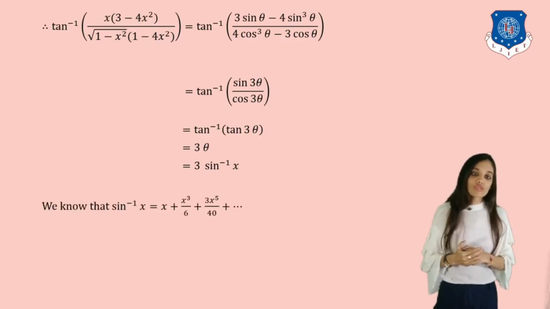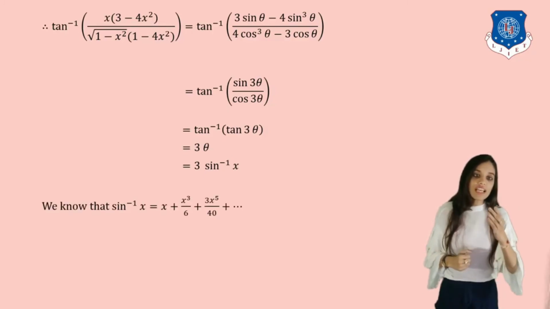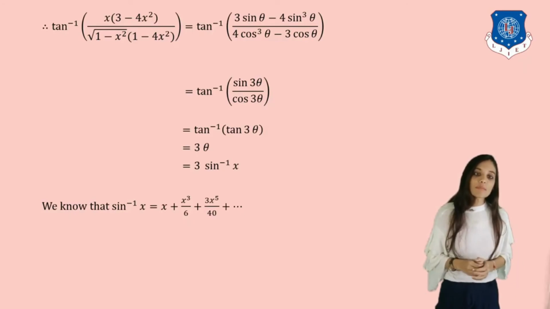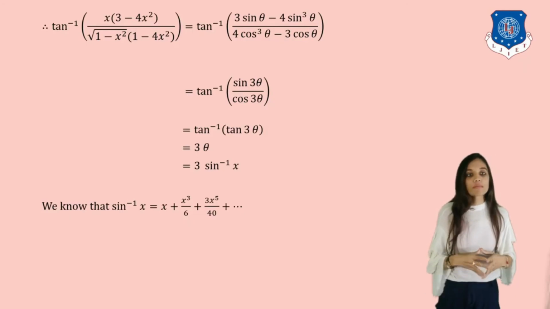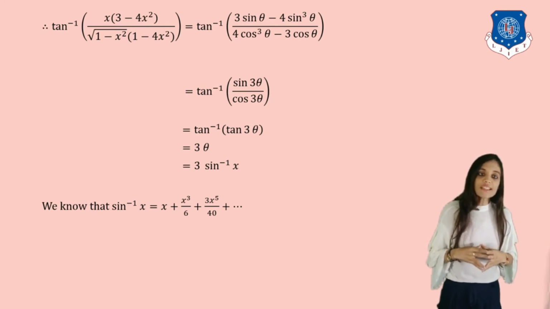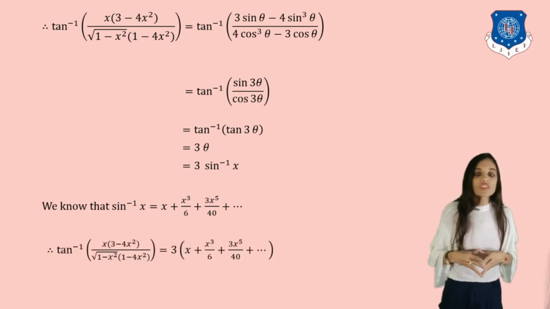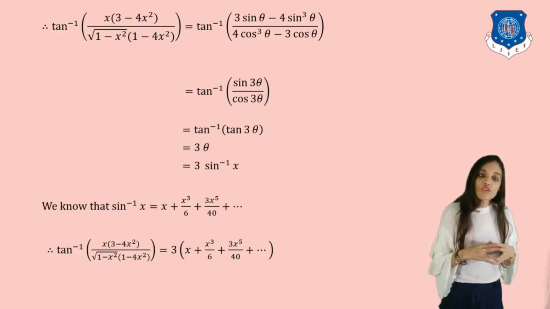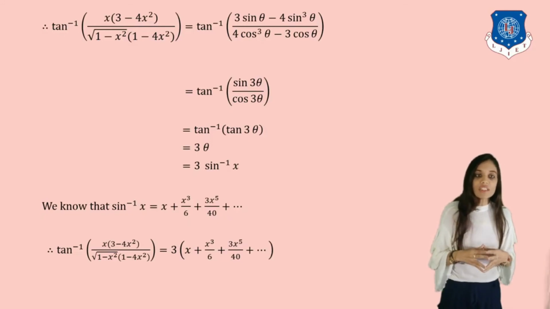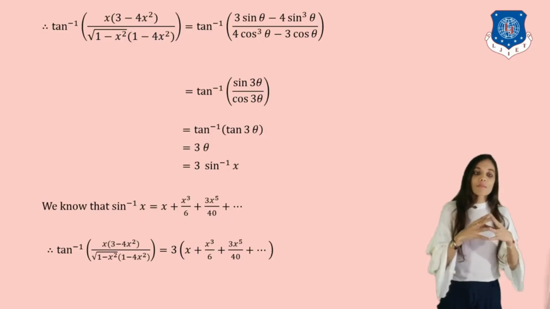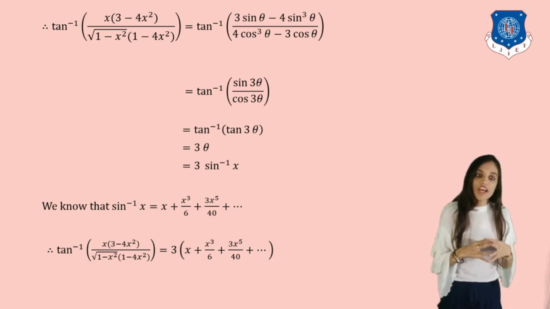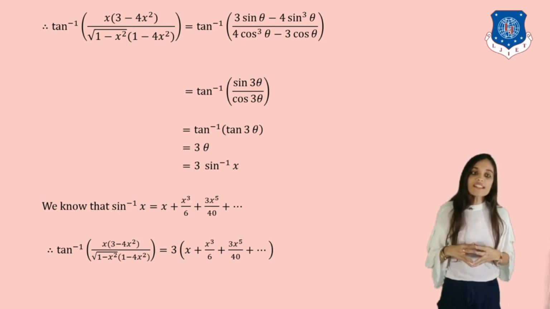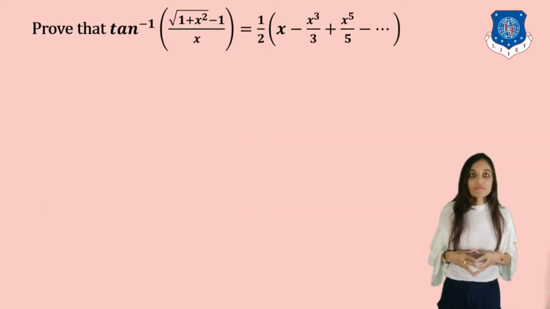Now we all know the series of sin inverse x, that is x plus x cube by 6 plus 3 upon 40 x raised to 5 plus and so on. So on replacing this series, we have proved that tan inverse of x into 3 minus 4 x square upon square root 1 minus x square into 1 minus 4 x square is equal to 3 times x plus x cube by 6 plus 3 upon 40 x raised to 5 and so on. Now let's check one more example.